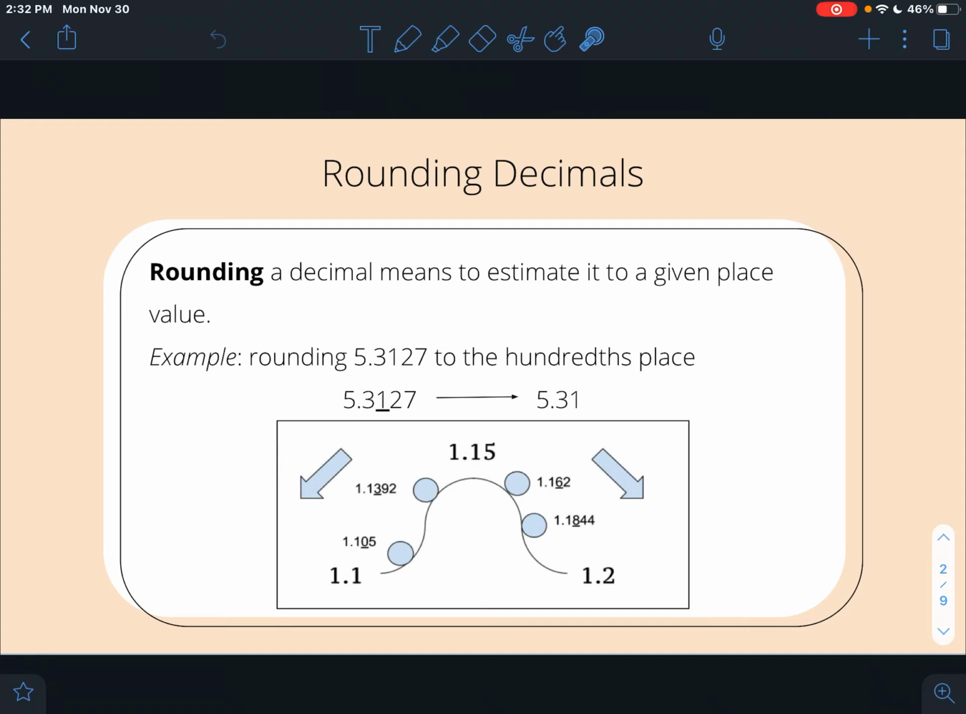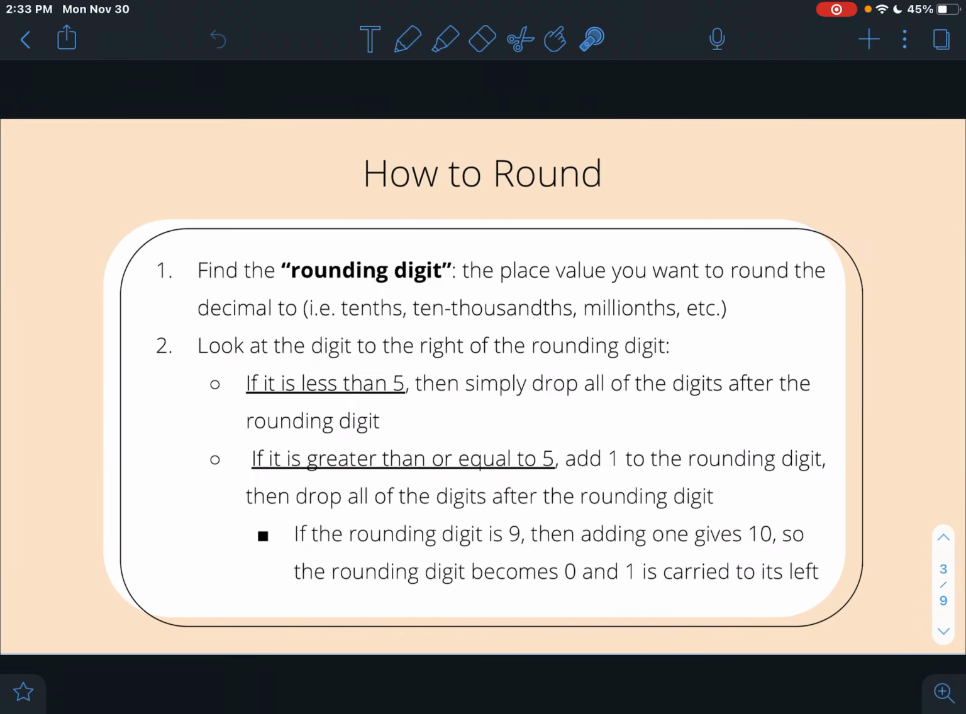1.2. This is an example of rounding numbers between 1.1 and 1.2, but in general you can think of rounding any number to any place value in the same way. So for example, here we have the number 5.3127 rounded to the hundredths place, and as you can see, since 1 is the hundredths place and it is less than 5, we round it towards the left. So it's 5.31, and we'll get more into this on the next slide.